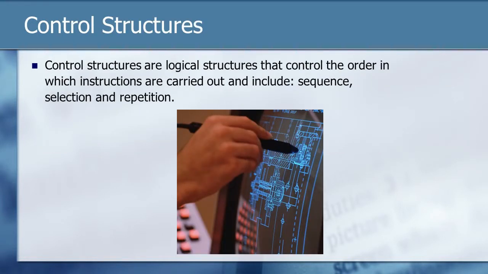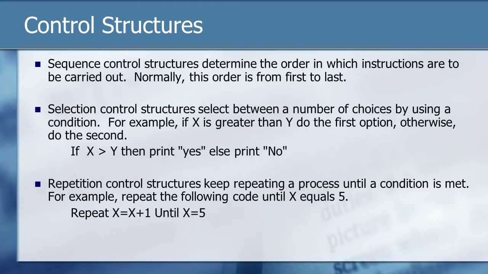Programming languages use control structures, which are logical structures that control the order in which instructions are to be carried out. Some of the main ones are the sequence control structure, selection, and repetition. The sequence control structure determines the order in which the instructions are to be carried out. Normally this is from the beginning or the top command and working its way down through the different instructions. The selection control structure allows the computer program to select between a number of choices using a particular condition. So, for example, if x is greater than y, do the first option, otherwise do the second.